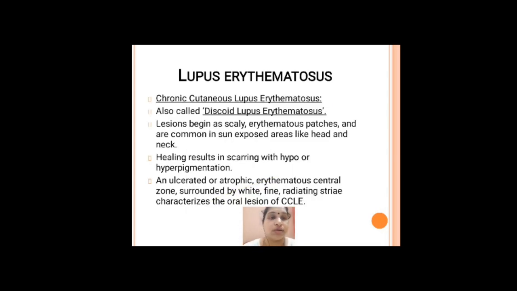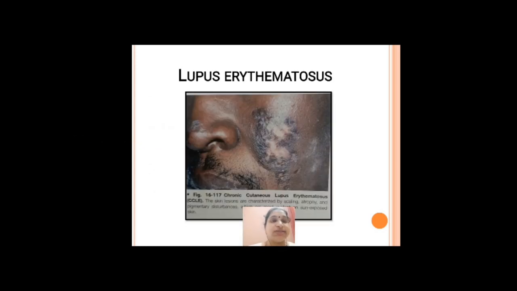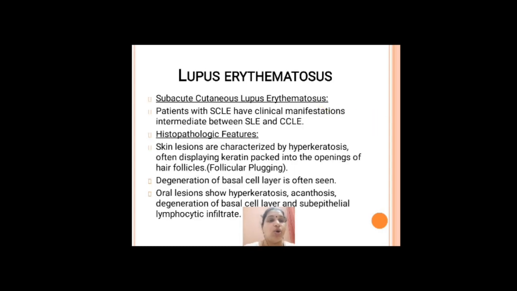And there is one more condition called chronic cutaneous lupus erythematosus. This is also called discoid lupus erythematosus. This will appear as scaly erythematous patches. This commonly occurs in sun-exposed areas like the head and neck. But the only thing is, this will heal with scarring. Scarring will be either with hypo or hyperpigmentation. And oral lesions will appear as an ulcerated erythematous central zone surrounded by fine white radiating striae. So here you can see only one area on the face is affected. Discoid means this is a localized form.